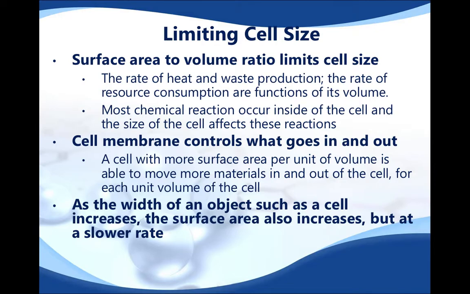So the rate at which heat and waste production and the rate of resource consumption are functions of its volume. So if you think that someone may consume a large amount of food, or as humans we have a core body temperature of 37 degrees, most of that will be lost as heat. Reason for our core body temperature being at 37 is due to enzyme reactions and their optimal temperature conditions being at 37 degrees. We also have cell membranes.